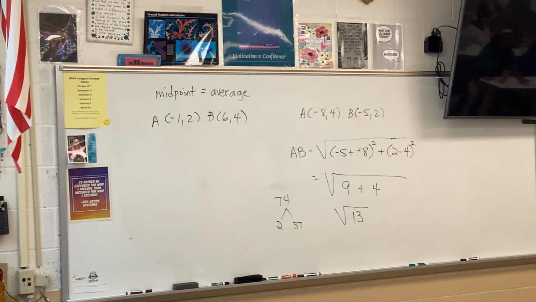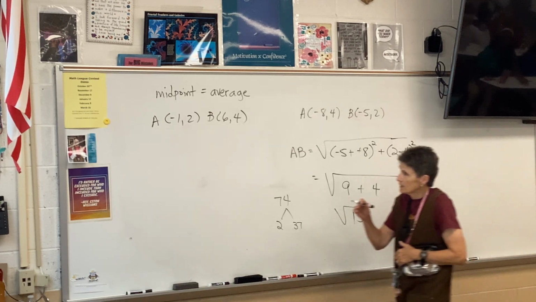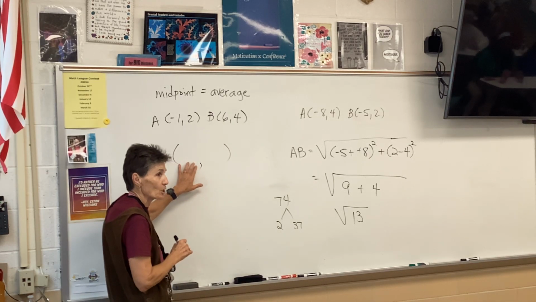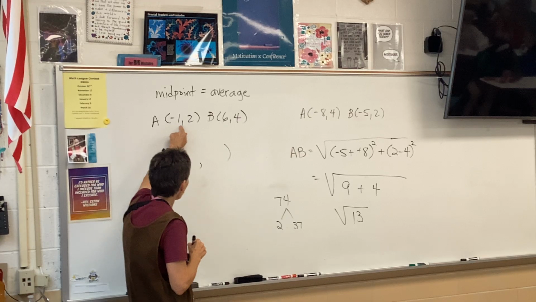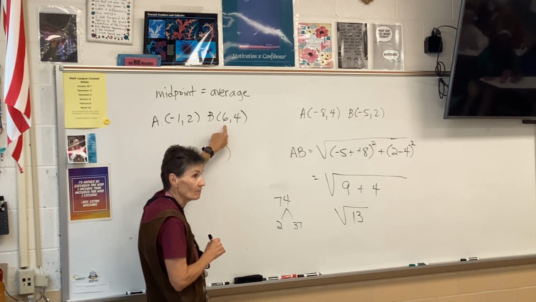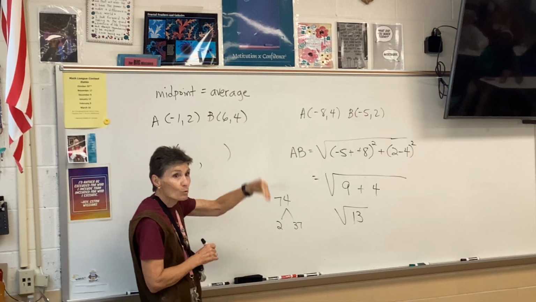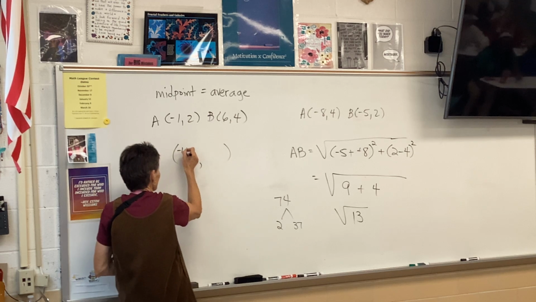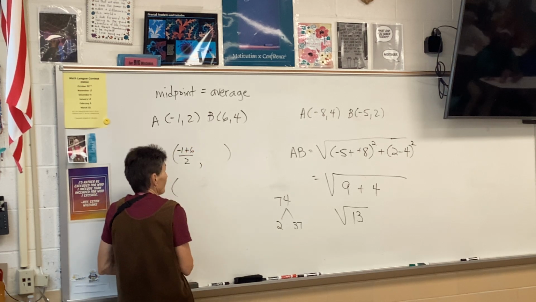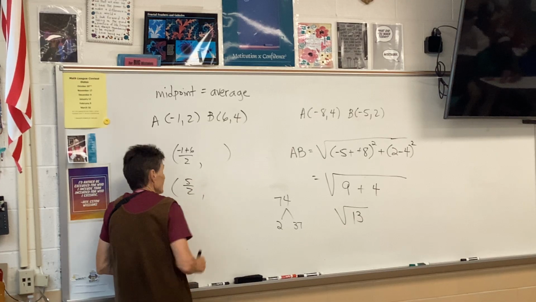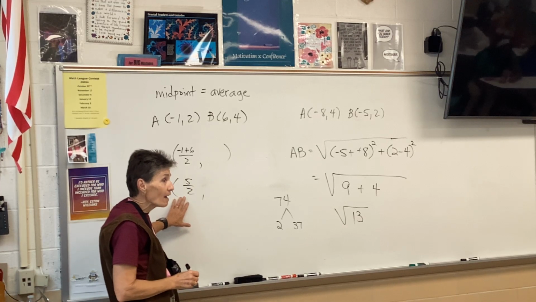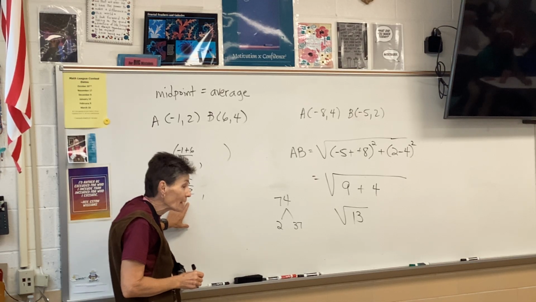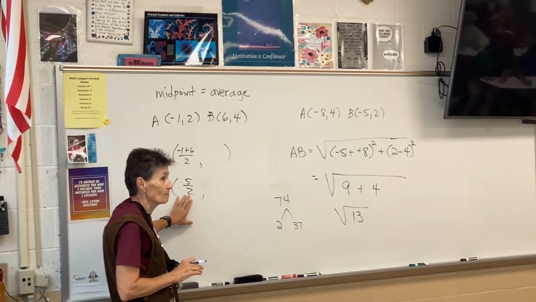So if we want to find the average x, we're finding the midpoint. We'll just add our x's and divide by 2. That's how you average. So -1 plus 6 is 5, divided by 2. You can leave it as 5 halves, or write it as 2.5. I don't care, it's 5 halves.